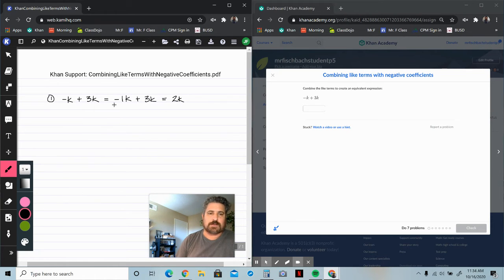And you can always check it just mentally to see if it's going to give you the right answer, right? So pick a value for k, let's say 2. If k was 2, this would be worth negative 2, and then this would be worth 6. So we have negative 2 plus 6. What's negative 2 plus 6? Positive 4. Is 2 times 2 4? Yes. So if k was 2, the value of 2k would be the exact same value as negative k plus 3k, right? So you can always test it to see if you got an equivalent expression.